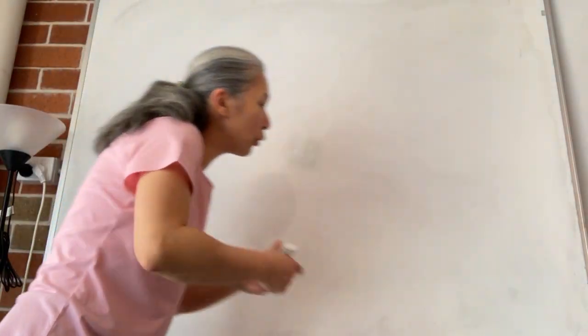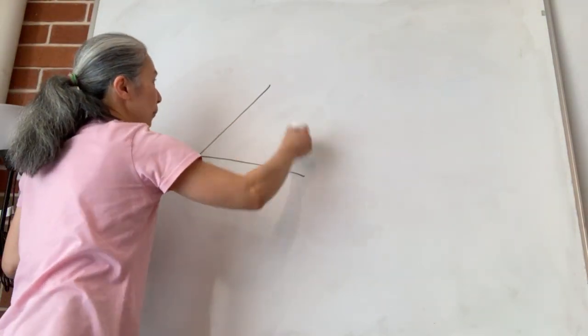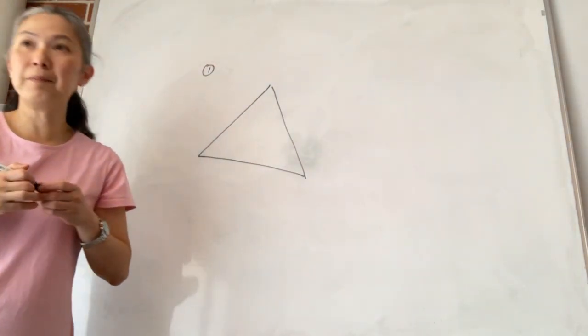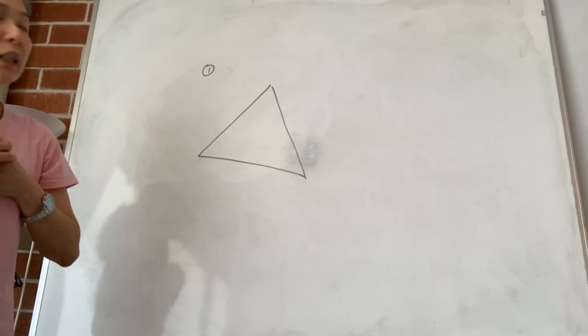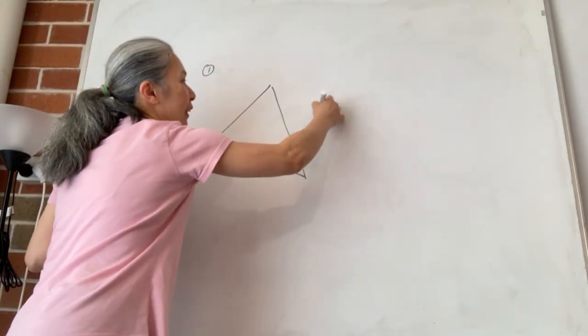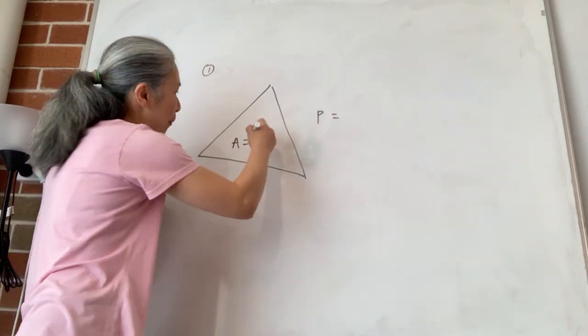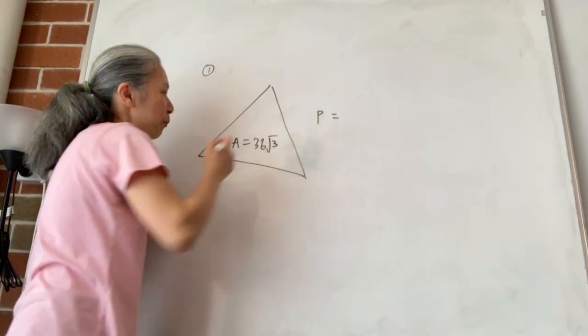First thing, draw up your triangle, nice and clean. And what is given to you? You want the perimeter. You were given the area. Area will be 36√3.